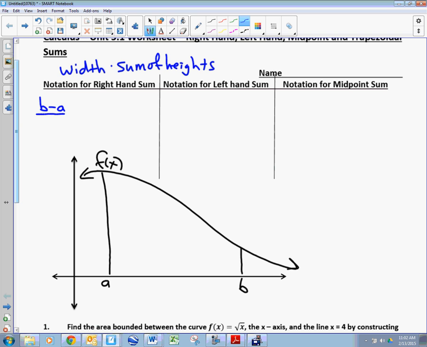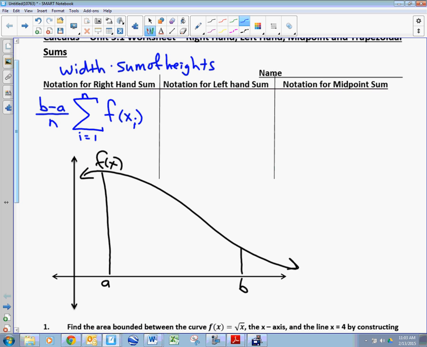B minus A, whatever that distance is, divided by n. Then the sum of the heights. So we use this sigma here. That refers to sum. And what we do is we evaluate it at these certain points. We start with i equals 1 for whatever that spot is, and then we go all the way through n. It's an i, that's a subscript. So we don't know exactly what these x values are until we have a function.